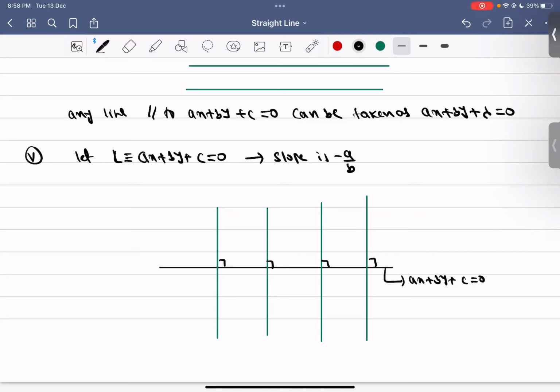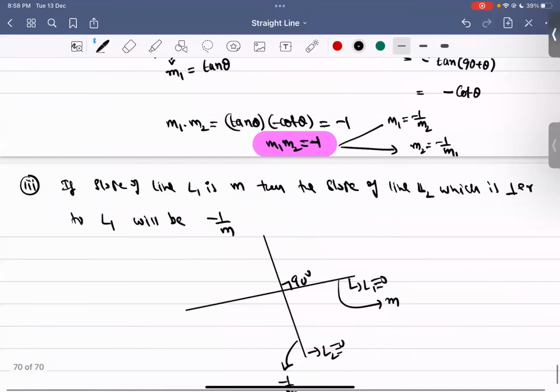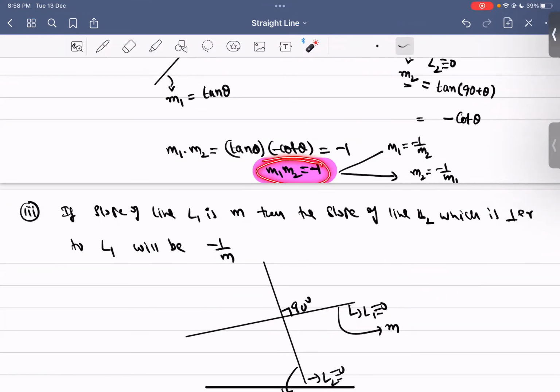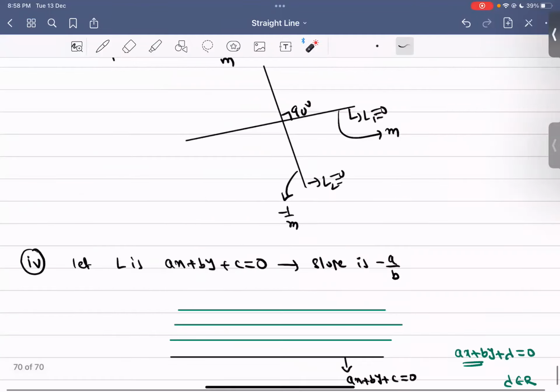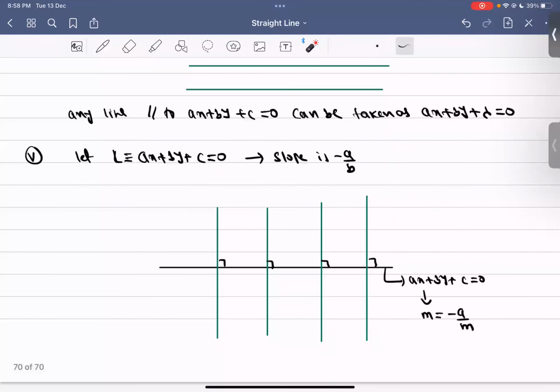To write the perpendicular line, the slope of the given line m is equal to minus a by b. Just before, we have seen that if two lines are perpendicular, the product of the slopes is minus 1. So if the slope of L is m, the slope of its perpendicular line is minus 1 by m. That is minus 1 by m, with m equal to minus a by b, which equals b by a. Therefore, how to write the equation then?